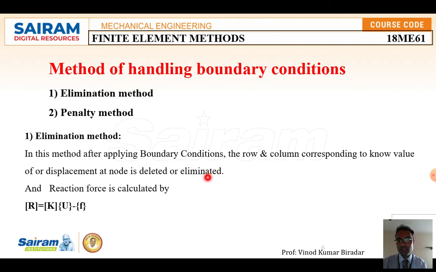In this we also calculate the reaction. The formula is R = Ku - F, where K is the stiffness matrix, U is the nodal displacement, F is the nodal force, and R is the reaction at the support. Wherever the nodes are fixed, that is, known nodes, we delete the respective row and column. That is the elimination method. If you solve one problem, you will understand exactly what the elimination method is.